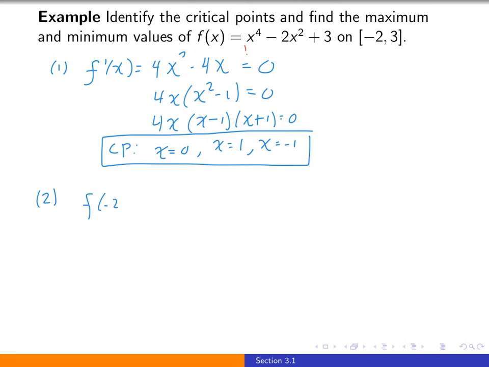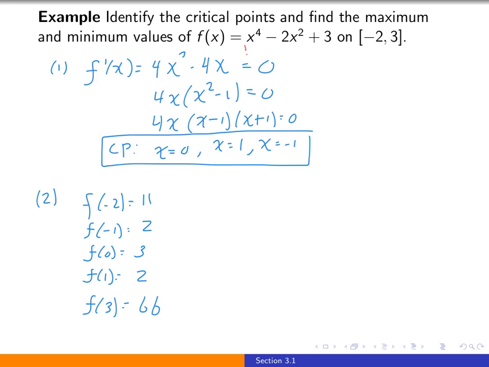So we need the function values f of -2, f of -1, f of 0, f of 1, and f of 3. So if I go ahead and just evaluate the function, and feel free to use your calculator here when doing so, f of -2 is the number 11, f of -1 and positive 1 are both 2, f of 0 is just that constant term 3, and f of 3 is 66.